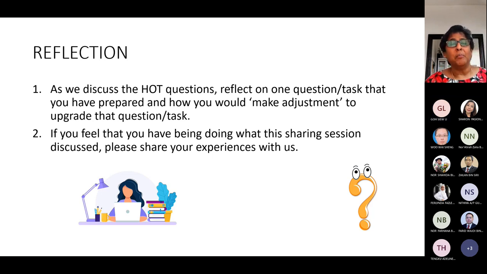The first thing is, I'm going to bring back the reflection at the beginning of this session. As I show my slides, please reflect on one question or task that you have prepared, maybe in the past, and by listening to whatever we are saying in these 2 hours, think about how you want to make adjustments to upgrade that question or task. If you feel that you have already been doing what this session discusses, please do share your experience with us. Please keep this reflection in your mind as we are discussing, because at the end it'll be really good if you can share and let us know how you are going to upgrade your questions.